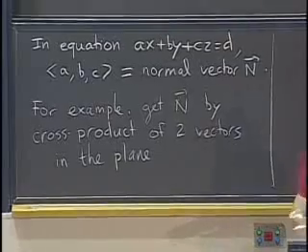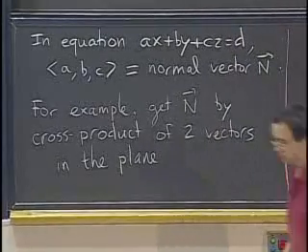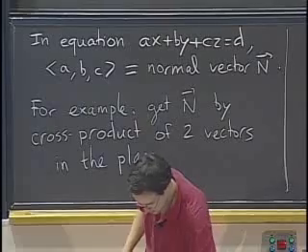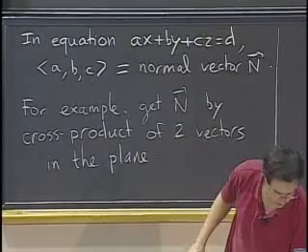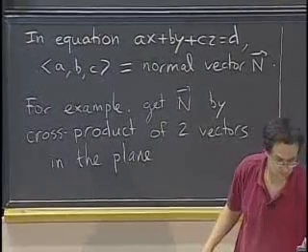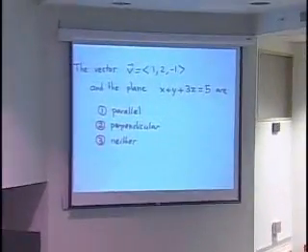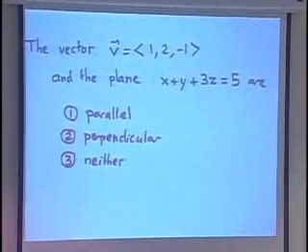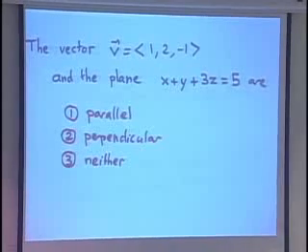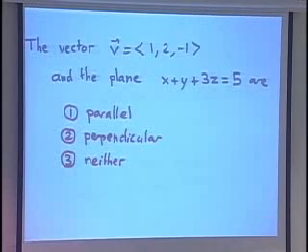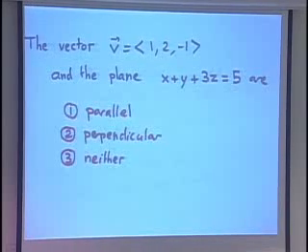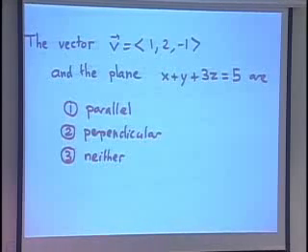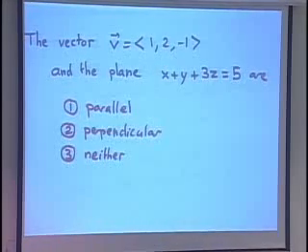Okay, so let's just do an example to see if we completely understand what's going on. Let's say that I give you the vector with components 1, 2, negative 1, and I give you the plane x plus y plus 3z equals 5. So do you think that this vector is parallel to the plane, perpendicular to it? Neither?